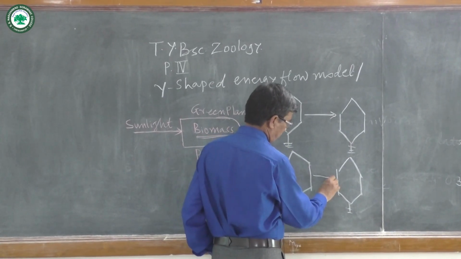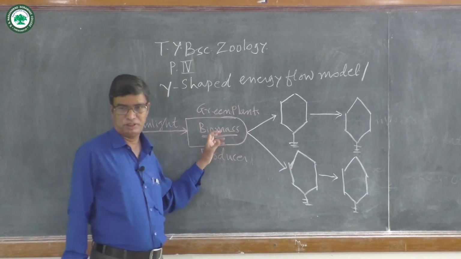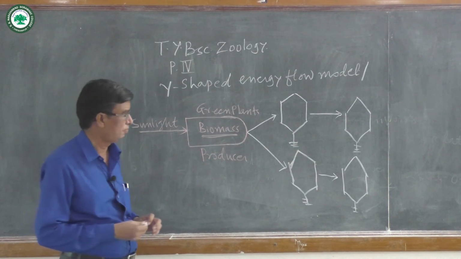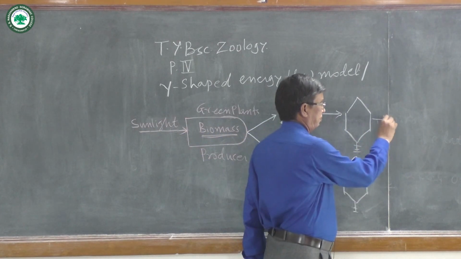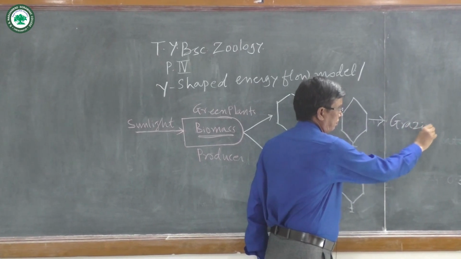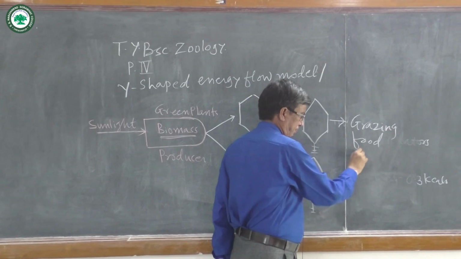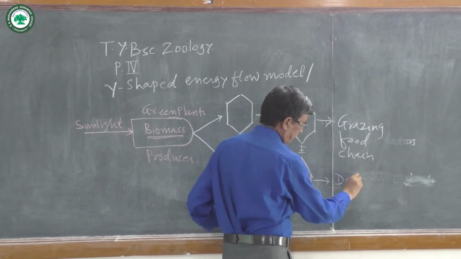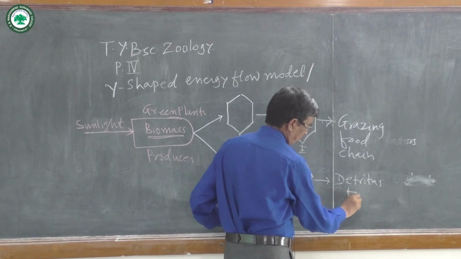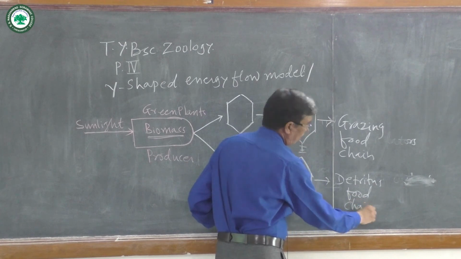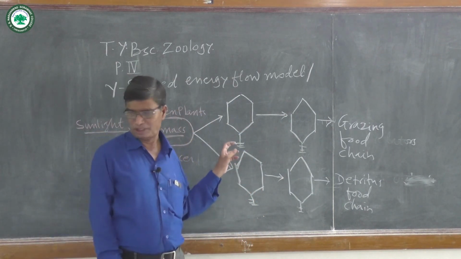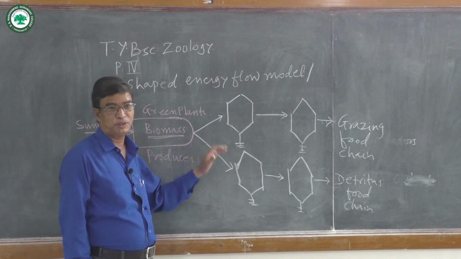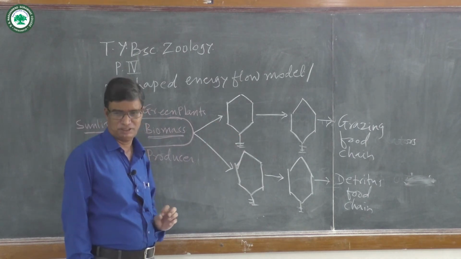It is energy transferred from the body of producers in two different types of food chains, that is grazing food chain and detritus food chain. This one is a grazing food chain. And this one is detritus food chain. These food chains are separate or isolated from each other.